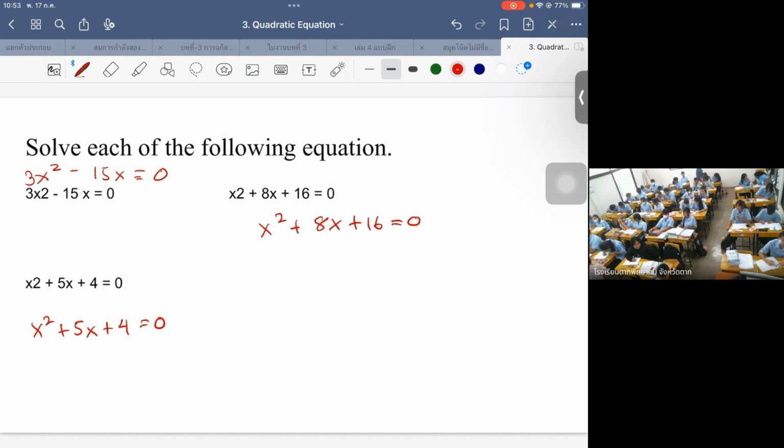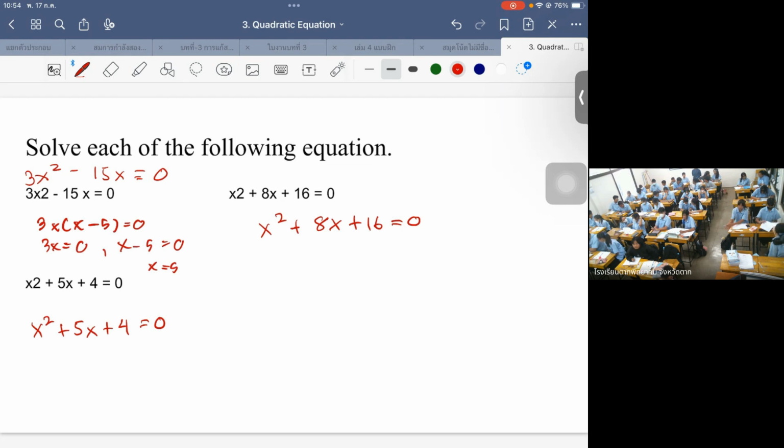All right, for number 1. So the process is common factor. So the common factor is 3x. All right, very good. So for number 1, the method is common factor. So you need to identify what is the common factor of the equation.